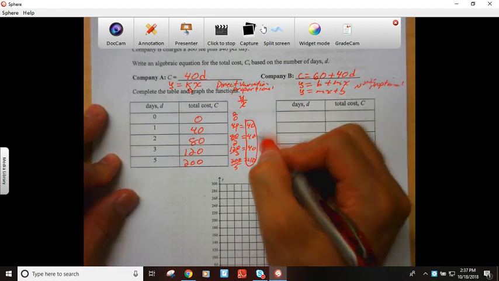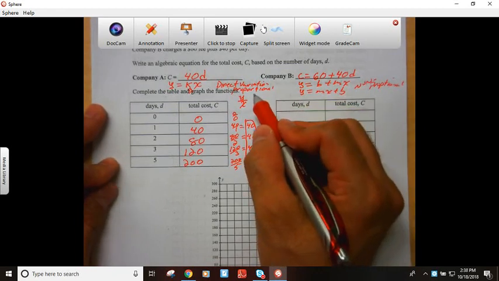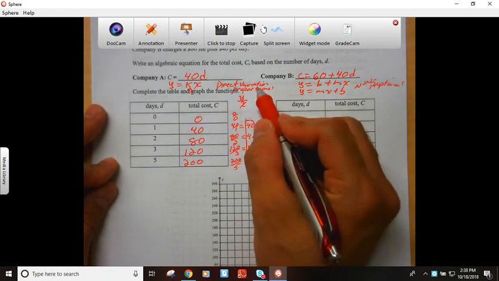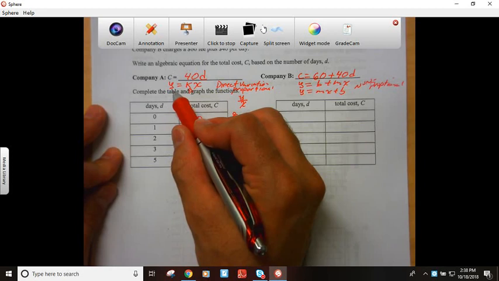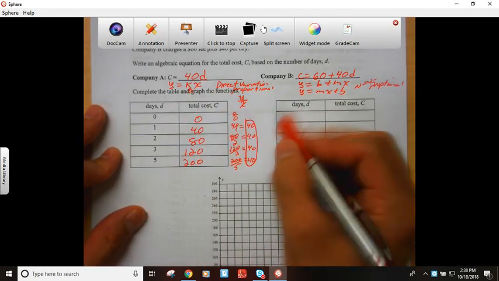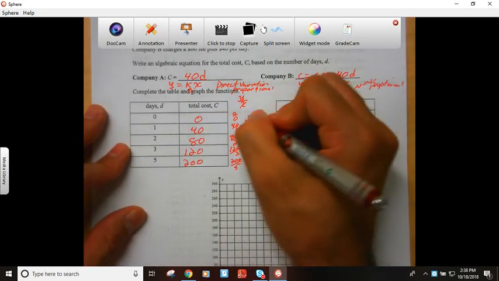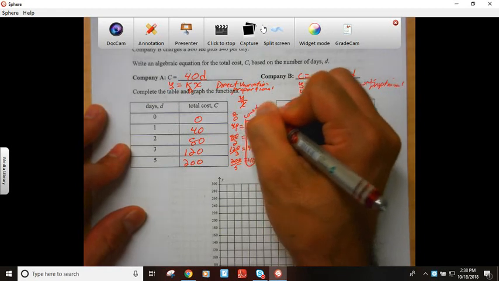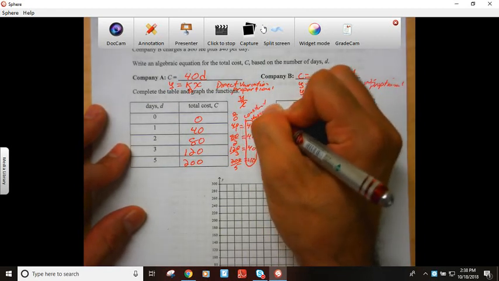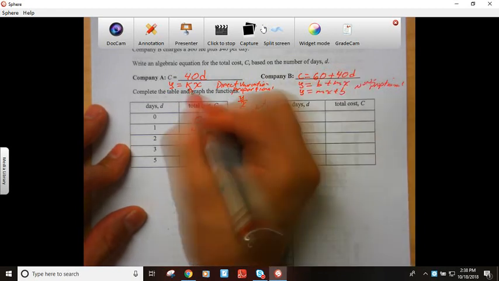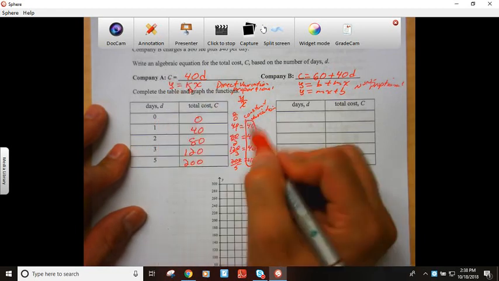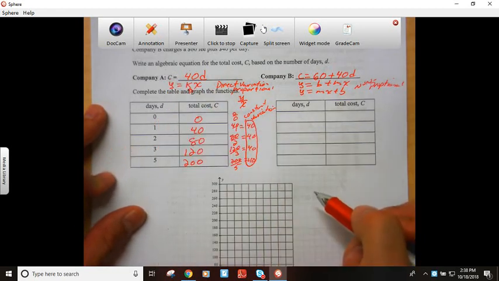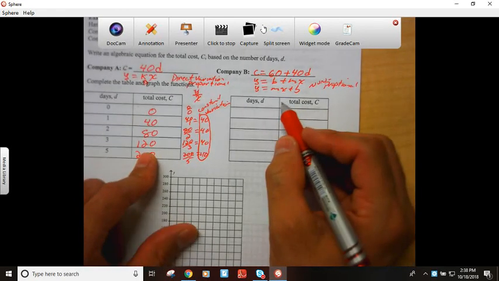So therefore, our ratios are equivalent. Therefore, this is a proportional relationship. We call it a direct variation, which means it should be in the format of y equals kx, where k is our constant of variation. And it does match. Y equals kx is y equals our 40 times d. All right, let's take a look at the second one.